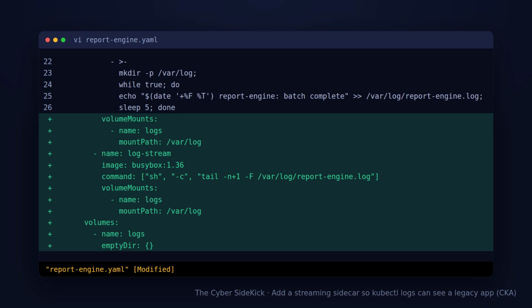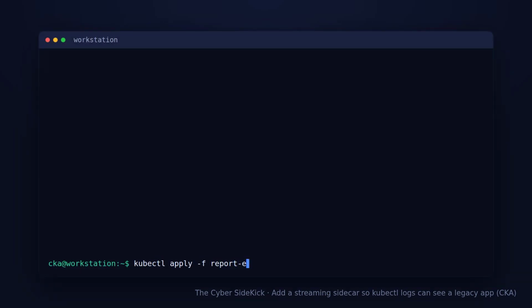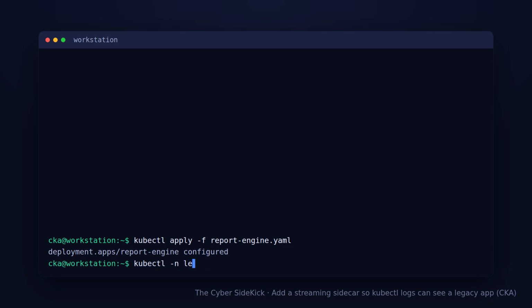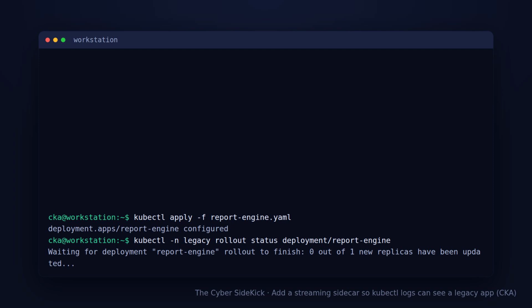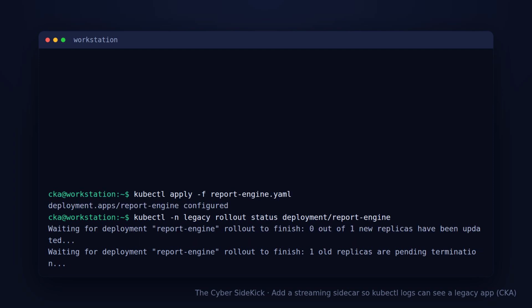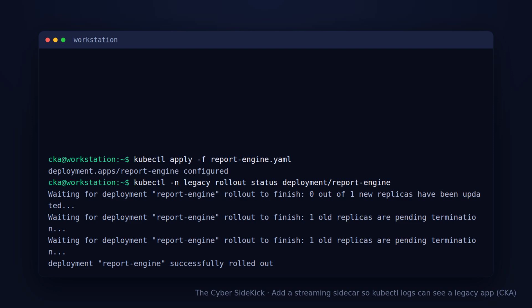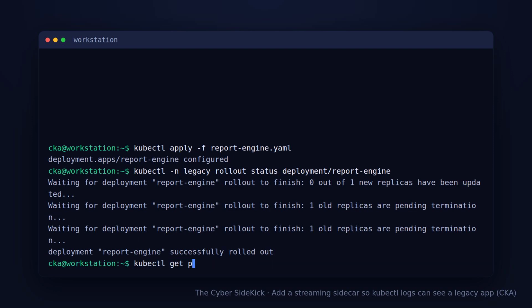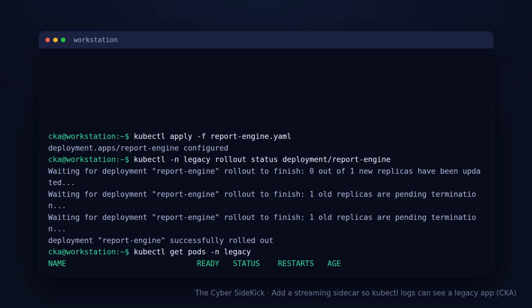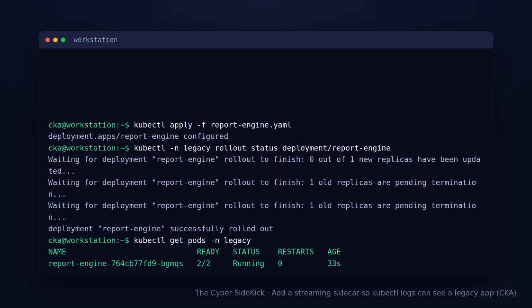Notice what did not change. The app container keeps its image and its command exactly as they were. Apply it. Changing the pod template starts a rolling update, so the deployment builds a replacement pod with both containers and retires the old one. Wait for rollout status to report success, and then look at the pod list. The ready column now says 2 of 2. Two containers in a single pod, both running, sharing a network namespace, and more importantly for us, sharing a volume. One pod, not two, and that distinction is the whole point of a sidecar.